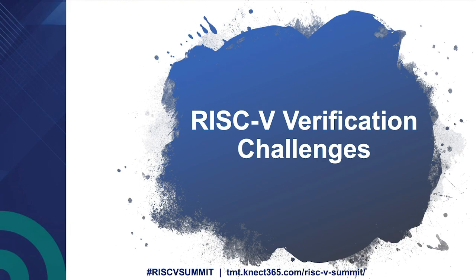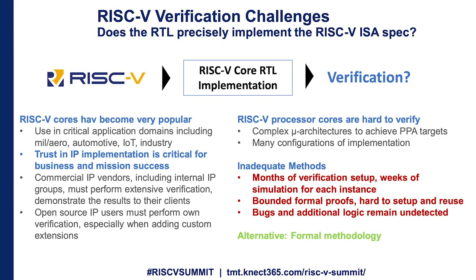So coming back to RISC-V, we heard a lot during the summit that there is a concern, and RISC-V has a lot of verification challenges. So what are the challenges? One thing that we need to make sure is, does the register transfer level, the RTL, precisely implement the RISC-V instruction set specification? And as RISC-V is becoming very popular, we already have around 80 open cores. Some of them went to silicon.